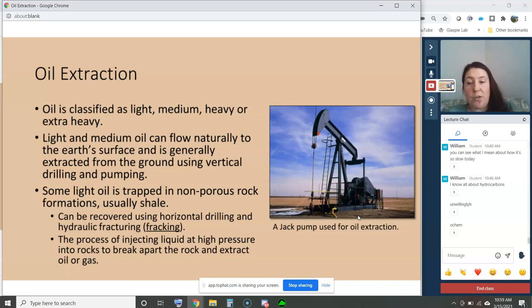And you can also use hydraulic fracturing, which we know as fracking. Fracking is the process of injecting liquid at a high pressure into the rocks to break apart the rocks and then be able to extract oil or gas. So we use fracking when there is oil in an area where it's really hard to get at it because it's trapped in rock formations.